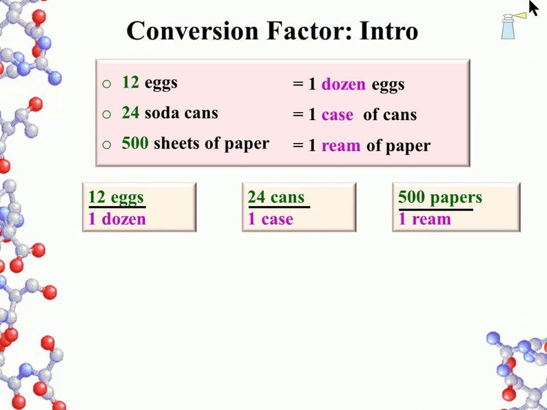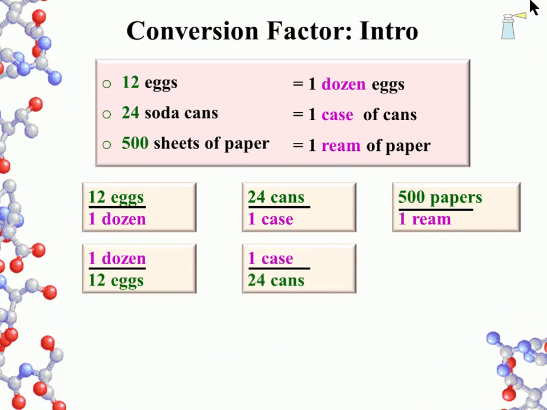If the opposite conversion is wanted, then the conversion factor is the reciprocal. 1 dozen over 12 eggs will go from eggs to dozen. 1 case over 24 cans goes from cans to case, and 1 ream over 500 paper would go from paper to ream. The reason that these ratios or fractions can be used as conversion factors is that in each and every case, the ratio is equal to 1.